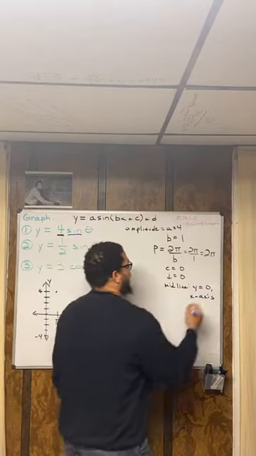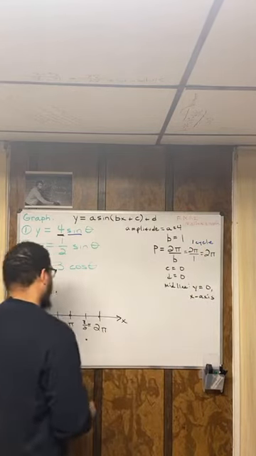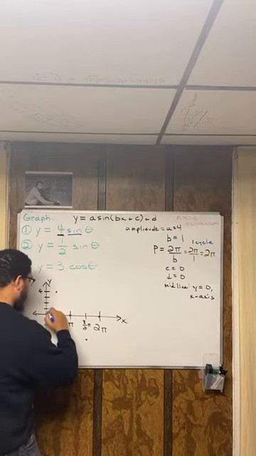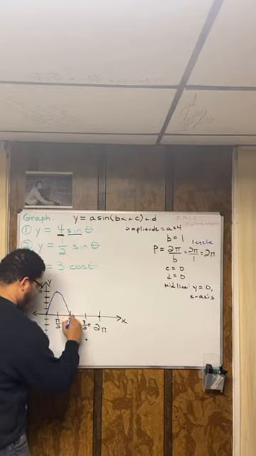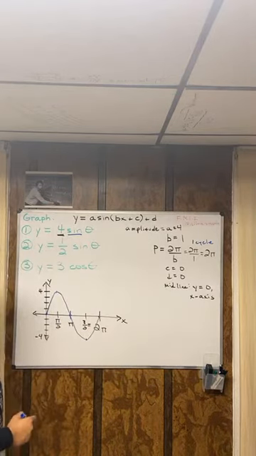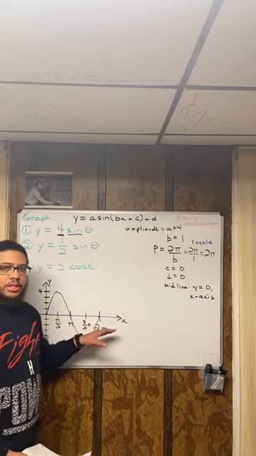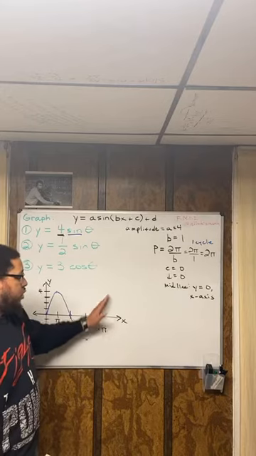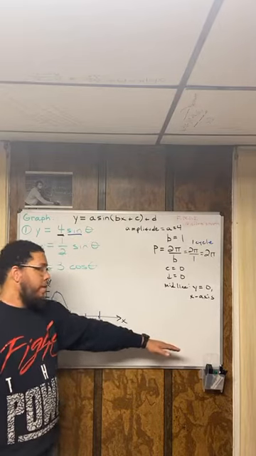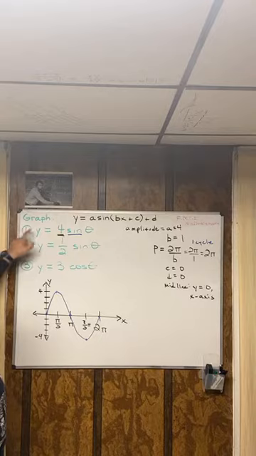Now, last part, we draw our actual graph. Start here, go up, come down, and go right back up. And that's what our graph will look like. But this is only one cycle. Some graphs you may see will continue on, but it's going to do the same thing forever and ever. So that's the graph of number one, y is equal to 4 sine of theta.